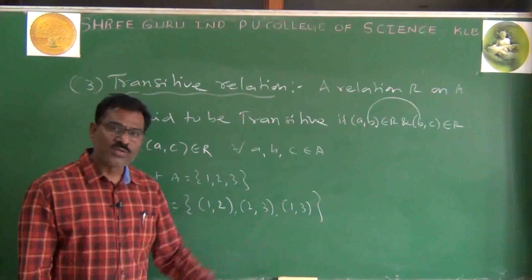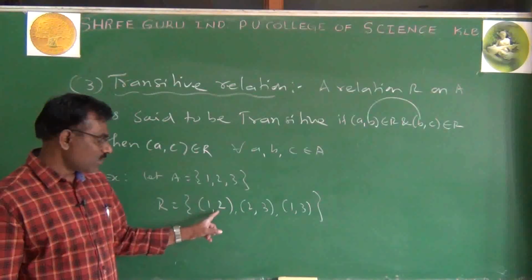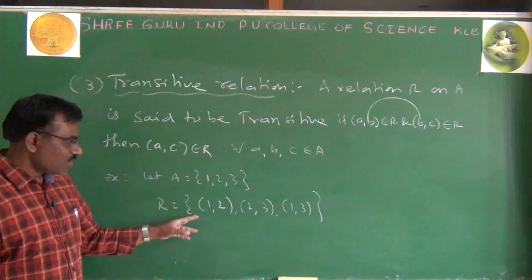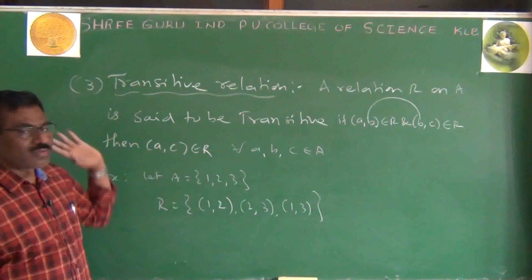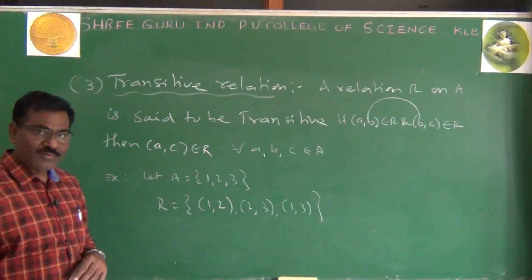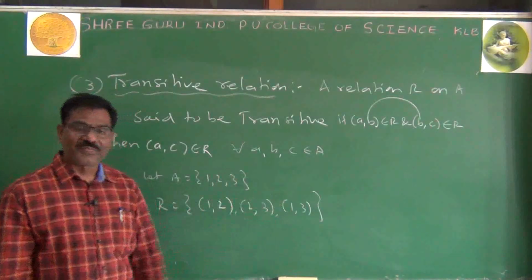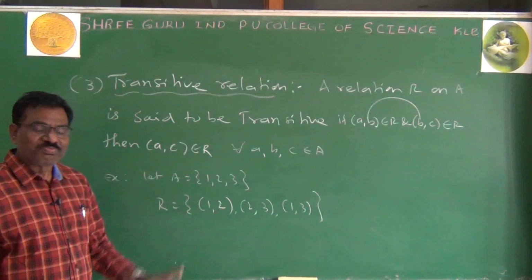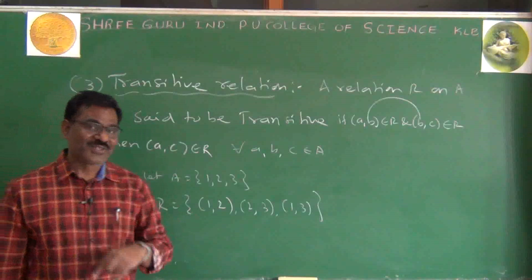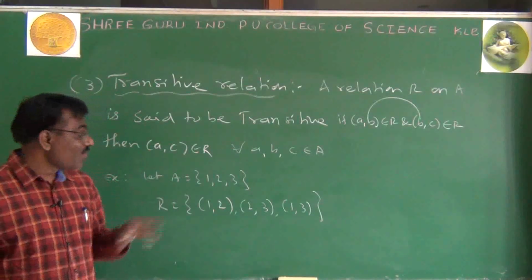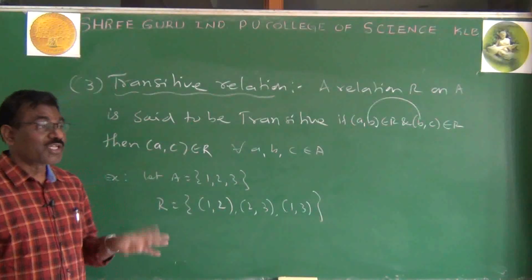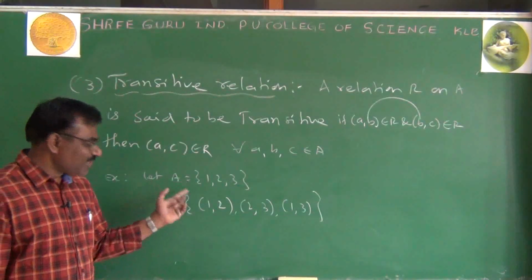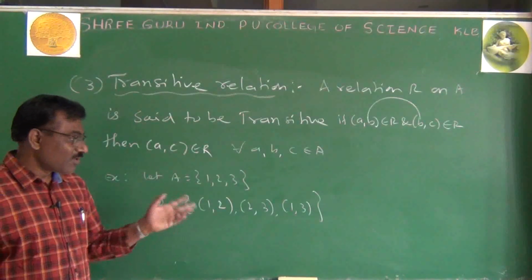Even 1, 2, 1, 3 is also not possible. But possible means 1, 2, 2, 3: 1 comma 2, 2 comma 3, 1 comma 3. This relation R is called a transitive relation. So 1, 2, 2, 3, 1, 3. Okay? But is it a reflexive relation? No. Because for a reflexive relation, tell me, right? 1, 1, 2, 2, 3, 3 is not there. This is not reflexive.